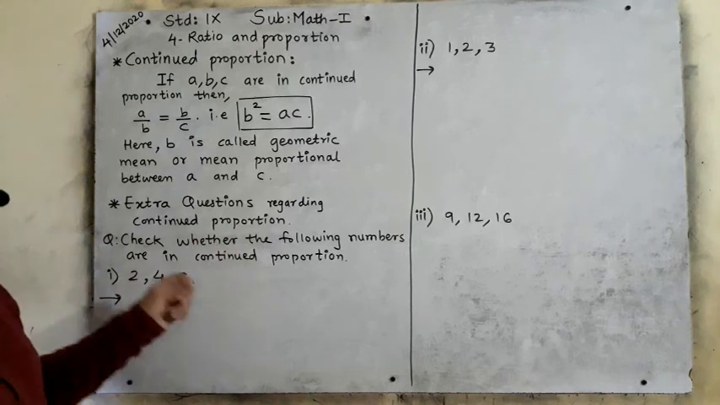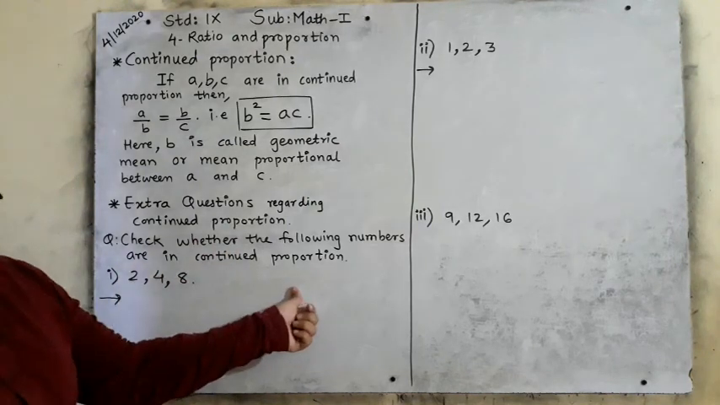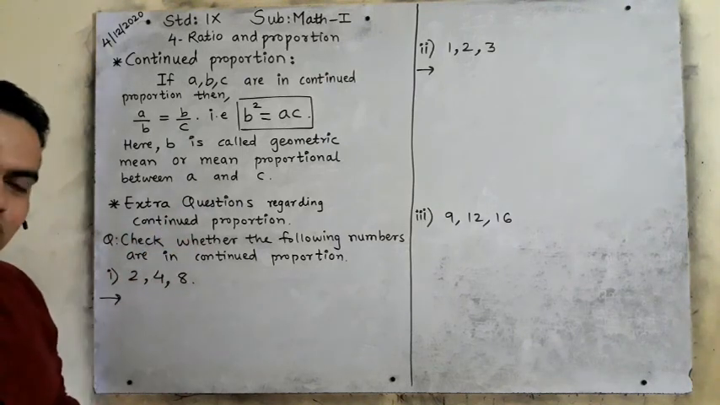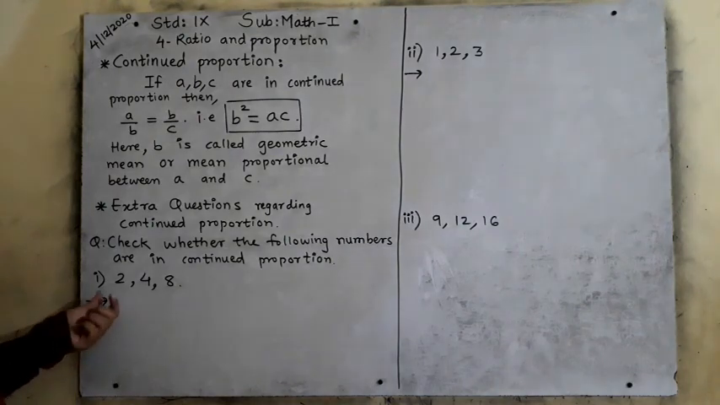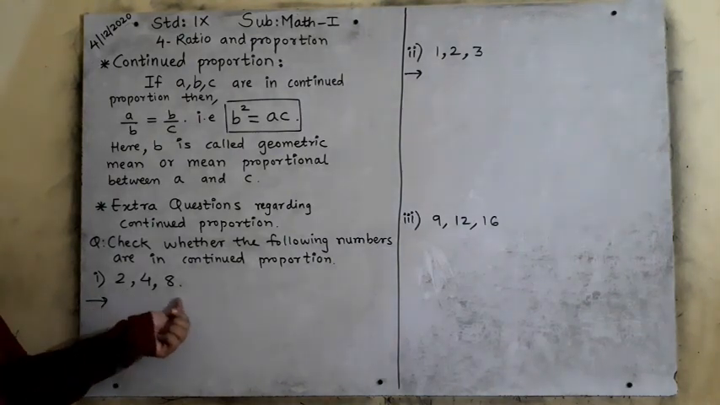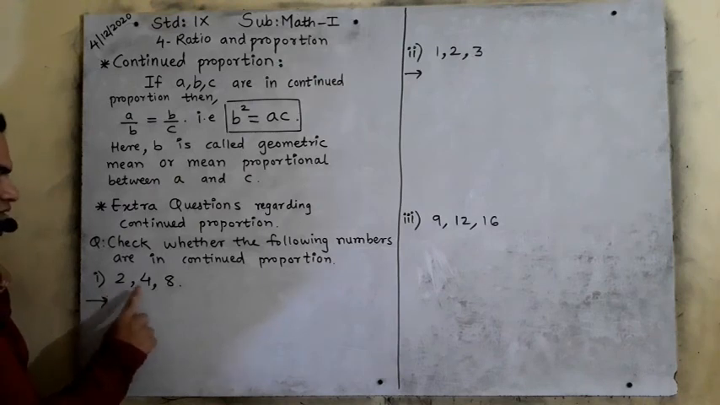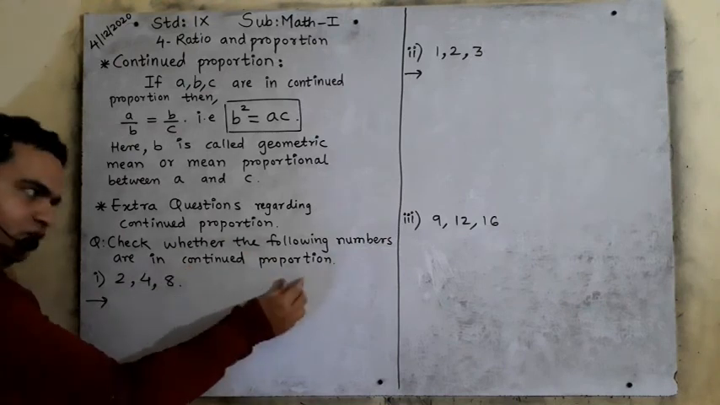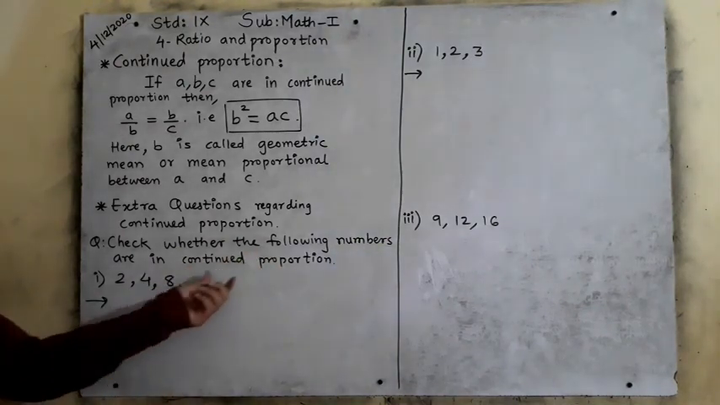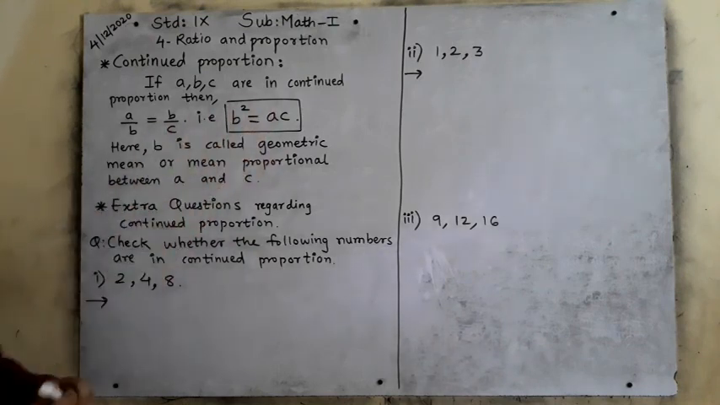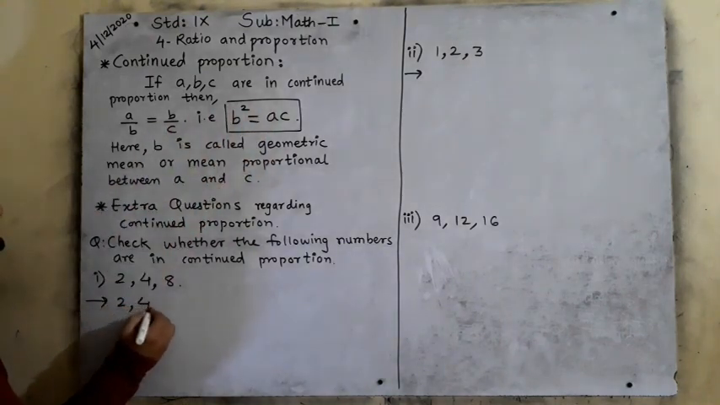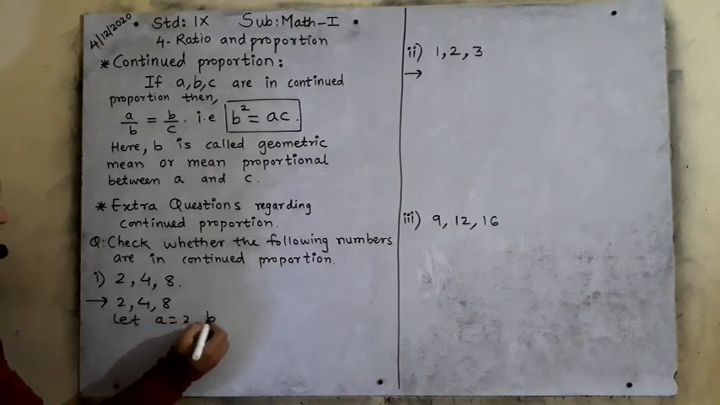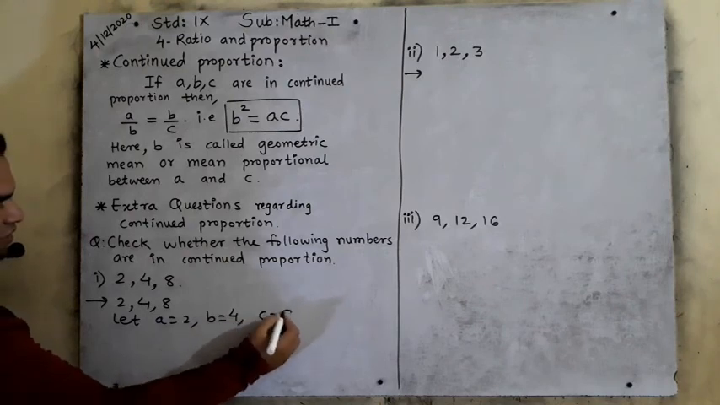Check whether the following numbers are in continued proportion. We have to check whether the given numbers are in continued proportion, yes or no. So now we will see question number 1, that is 2, 4, 8. Here we will consider this is A, this is B and this is C. What is continued proportion? B square is equal to AC. So we will write the first question here, 2, 4, 8. Now let A is equal to 2, B is equal to 4, C is equal to 8.